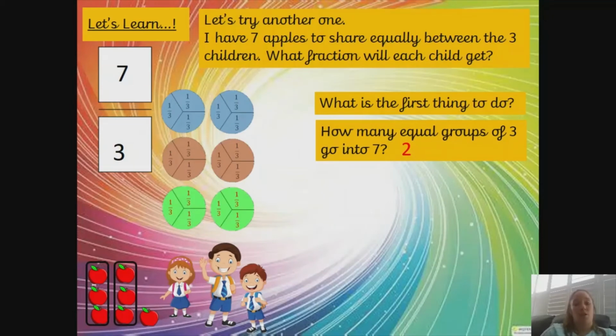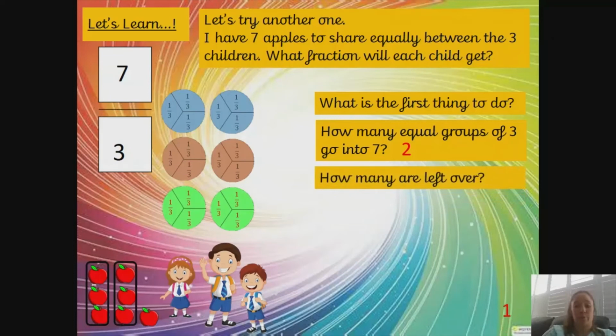Okay, so each child will get 2 apples each. Because we have 7 apples, each of these apples here represents a whole. So we can see that each child can have 2 whole apples. How many left over? There's 1 apple left over. Okay, so if I've got 1 apple, I need to cut it into 3 for the 3 children.